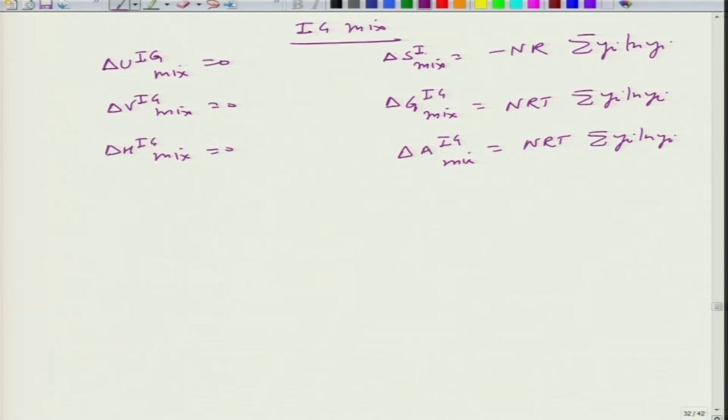Now, considering this to be positive, the rest of the things will also be non-zero. Delta G and delta A are the free energies here. Now, I would like to take it forward. We would like to get an expression of the chemical potential of a component in an ideal gas mixture.